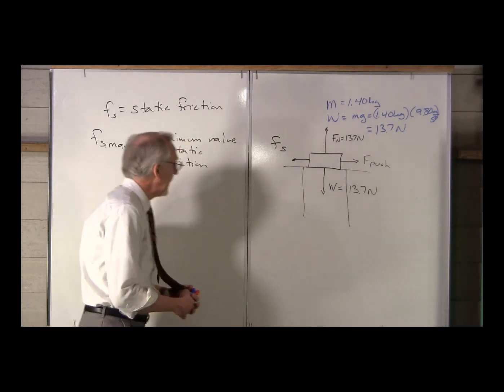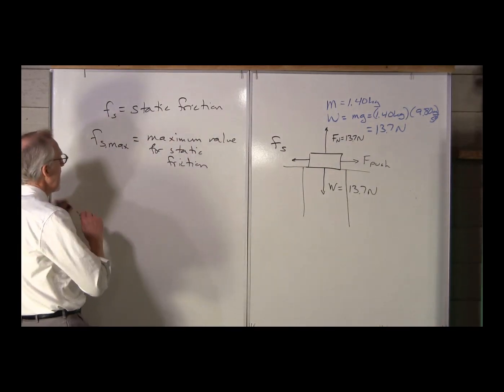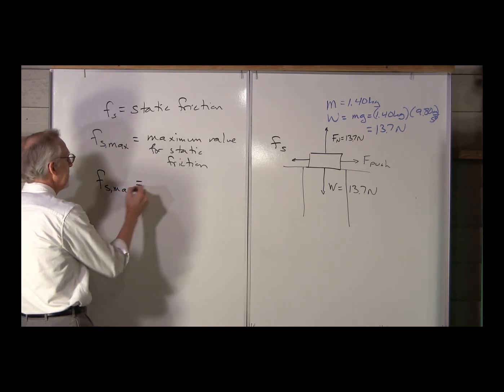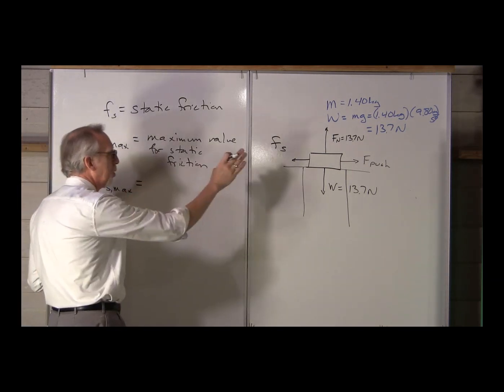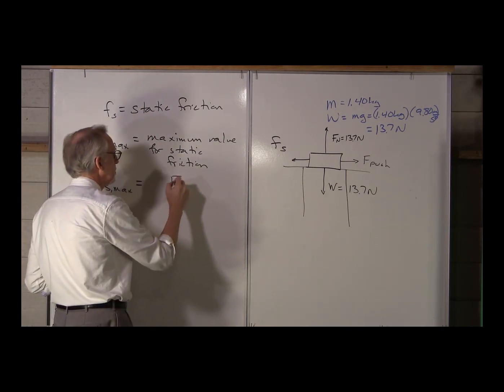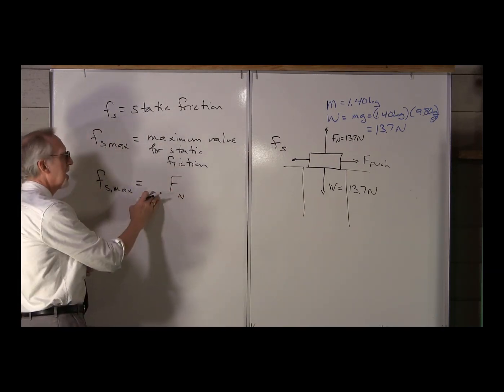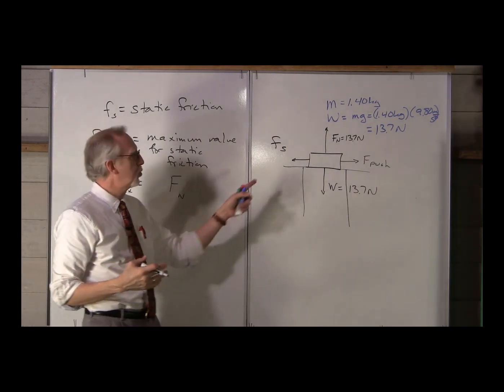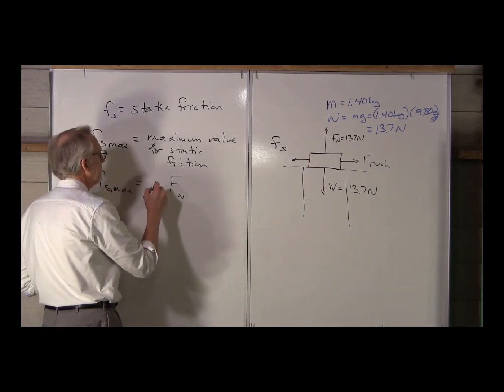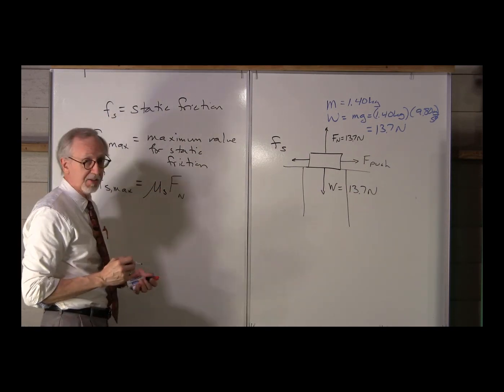We will write that in this way. Fs max is proportional to the normal force, so as an equality we'll write it equal to the normal force times a constant of proportionality. The constant of proportionality is what depends on the two surfaces, and we'll write that as mu sub s.